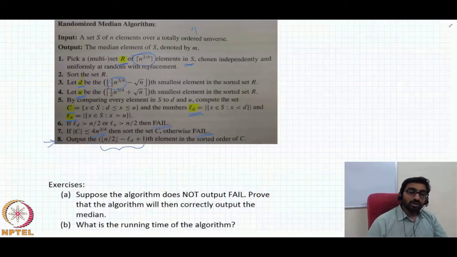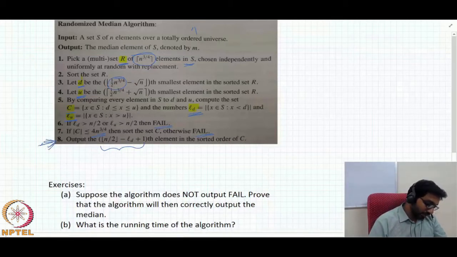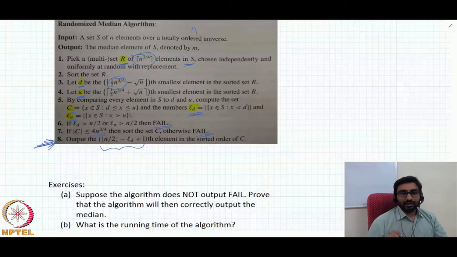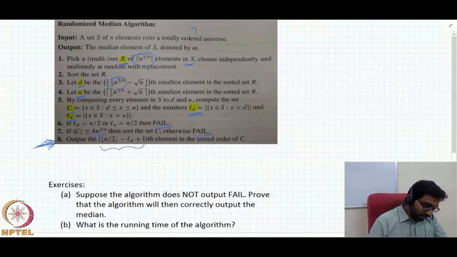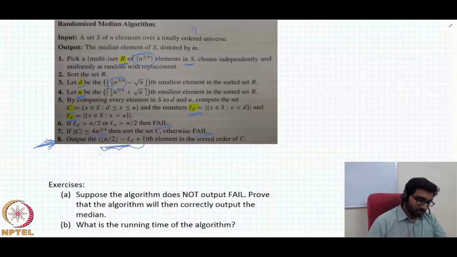Suppose the algorithm does not output fail, meaning it's come up to line number 8 here. Then prove that the algorithm will in fact correctly output the median. That simply requires you to ensure that this particular element that we are outputting is in fact the correct median. So that's the first exercise for you. Just ensure that you're convinced that this is correct, and also convince yourself that the running time of this algorithm is at most O of n.